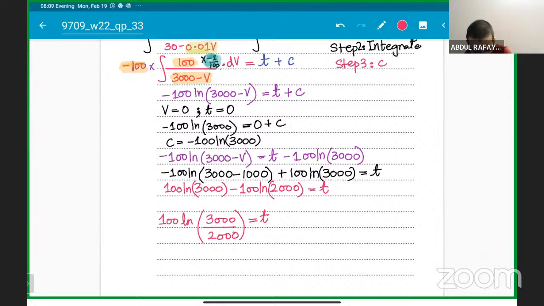So it will be 100 times ln of 3000 divided by 2000. You can do it directly as well. So the T value comes directly as 40.5, to one decimal place, which is the correct answer.